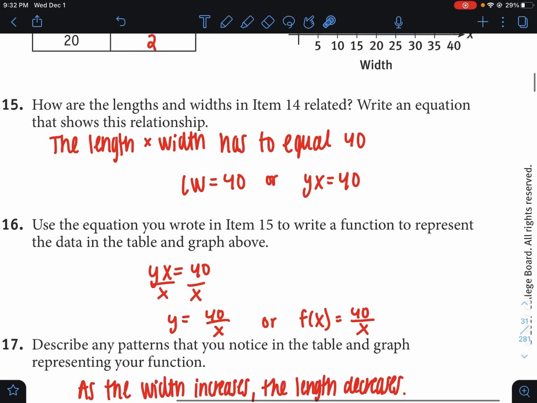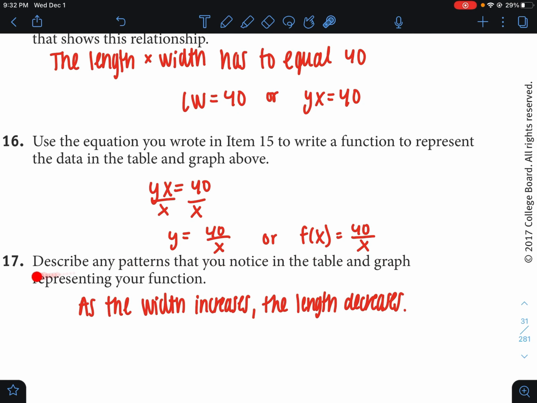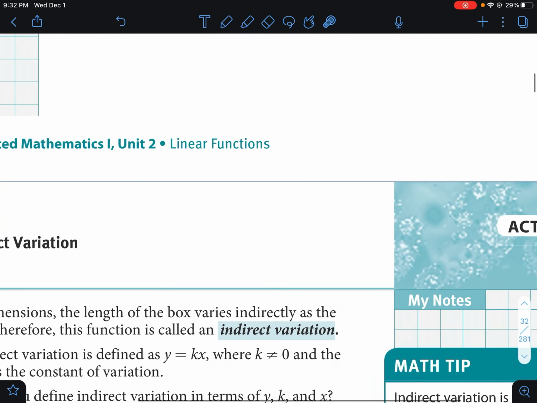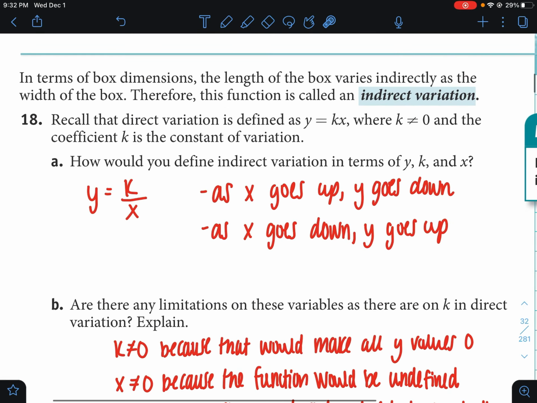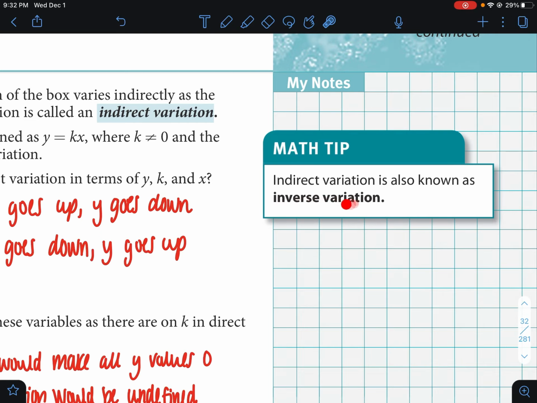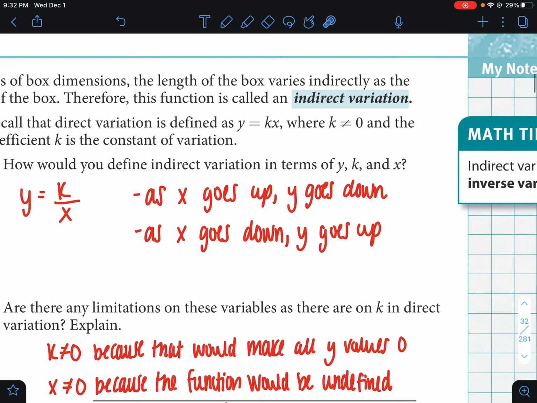All right? Now, the pattern that we see in the table and the graph is that as the width goes up, the length goes down. Right, so as width goes up, length goes down. Okay. Now, in terms of box dimensions, this relationship shown above, the one up, one down, is what we call an indirect variation, oftentimes known as inverse.